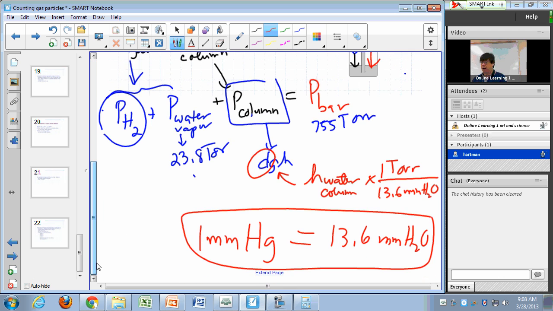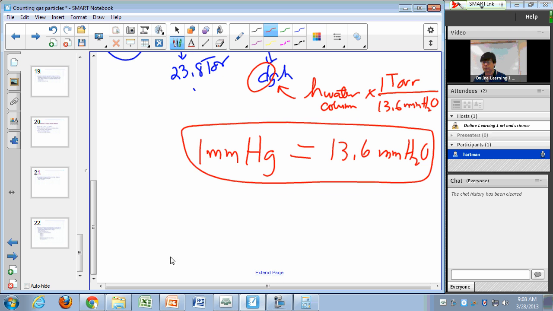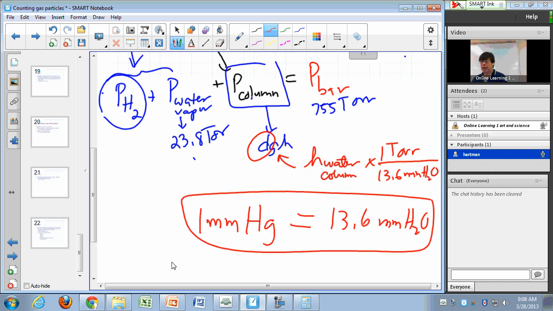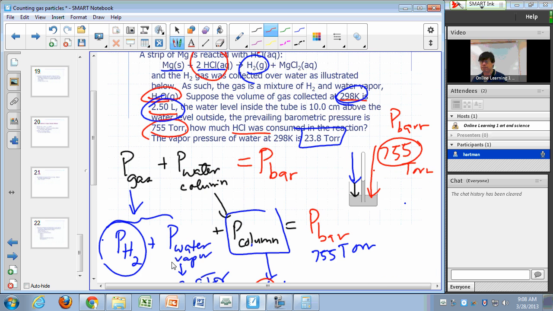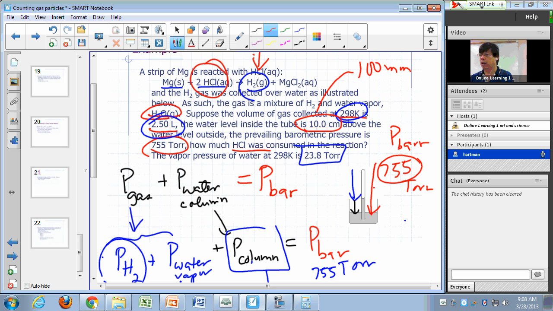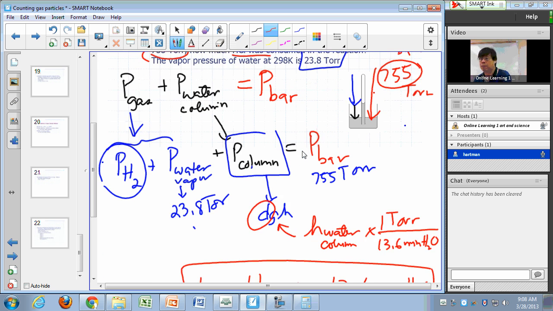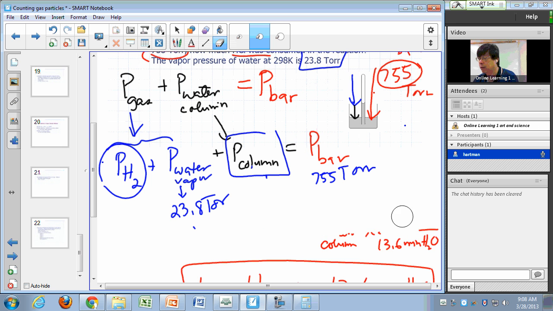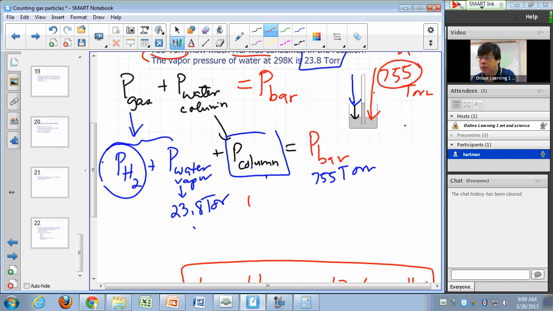So what do we have here? What's the height of the water column? The height of the water column is 10 centimeters above the water level outside. So that's 100 millimeters of water. Okay? So we're saying then that the water column right here is 100 divided by 13.6 torr.